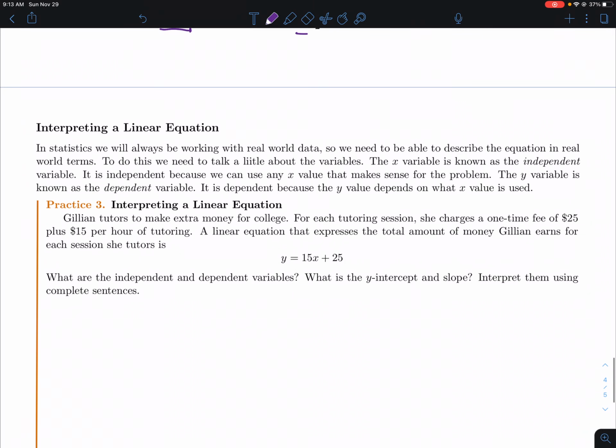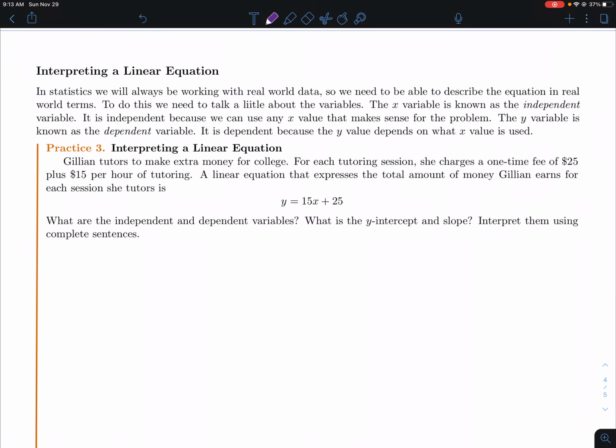All right, so in this case, what we want to do is talk about each of the different pieces of the linear equation and what they mean in terms of the real world equation. So there are some other words we want to talk about here. The x variable is known as the independent variable. It's independent because we can use any x value that makes sense. When I'm plugging values in, I can plug in whatever x's I want, as long as it makes sense for the problem. Like you wouldn't want to put negative x's in if it were a time problem or something like that.